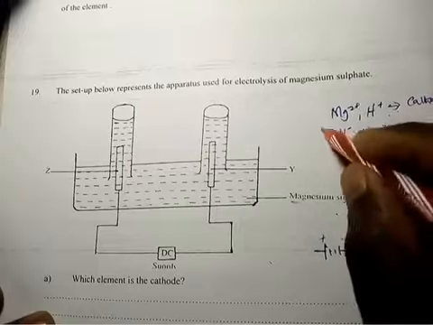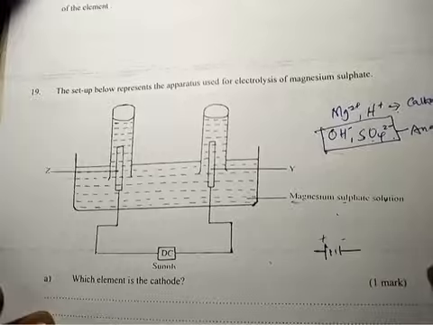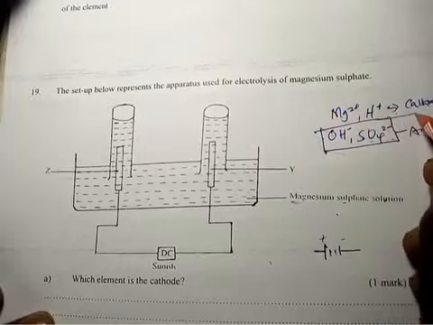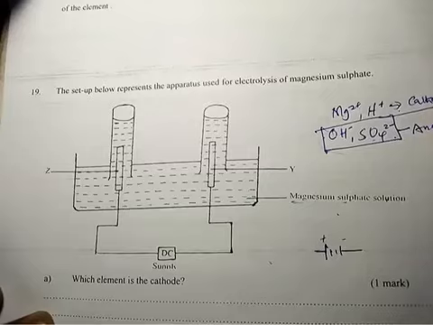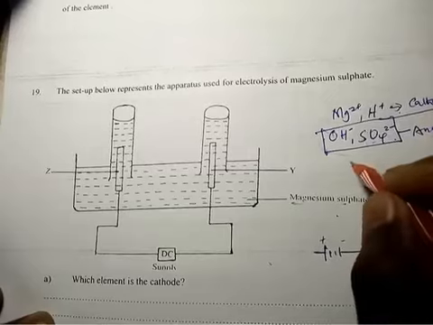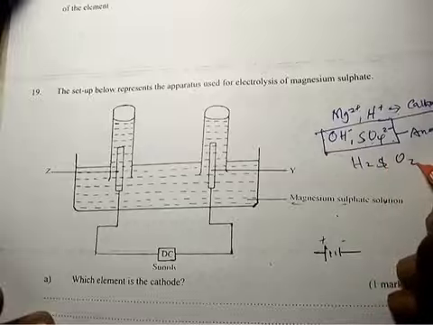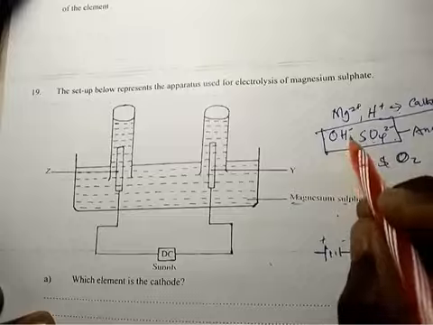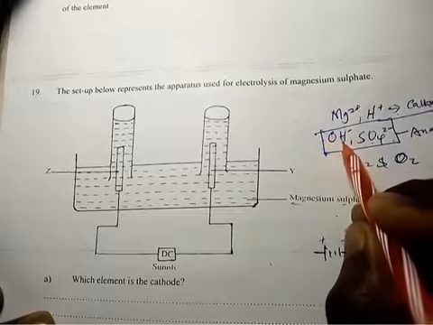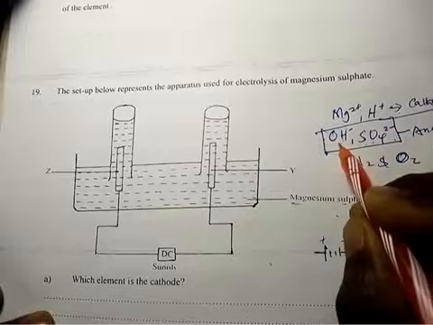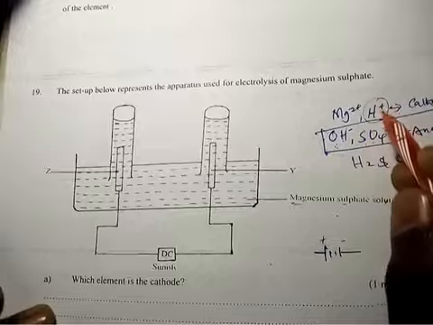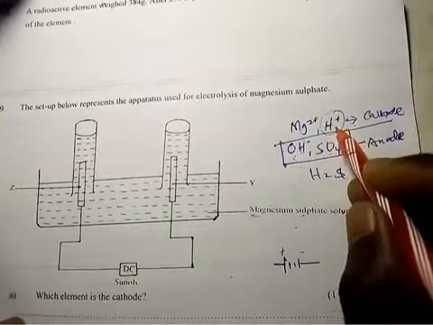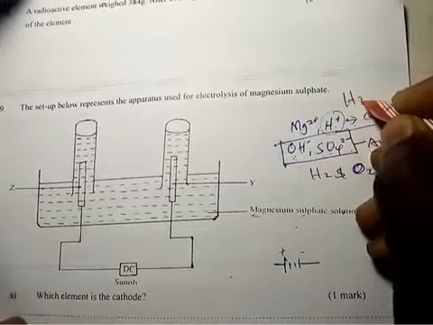So this one will migrate to the anode. This one will migrate to the cathode. So hiyo ndio kitu tunafaa kujua. Alafu this one is going to produce hydrogen gas and oxygen. So hydroxide ions are discharged at the anode, and in the presence of that one they give us oxygen. Hydrogen ions are discharged at the cathode to give us hydrogen gas.